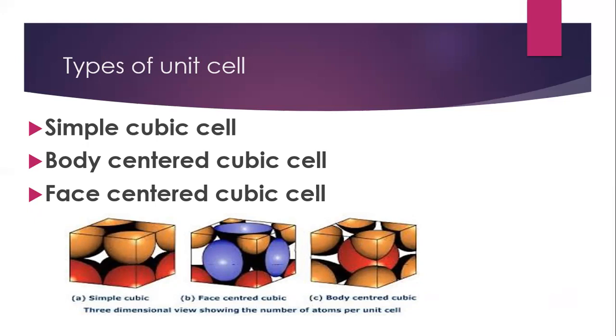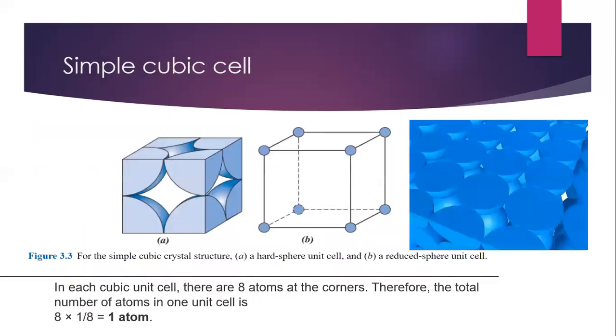First one is simple cubic cell. So in simple cubic cell, atoms are present at the 8 corners. Please remember that a cube has 8 corners, 12 edges. This is called an edge. There are 12 edges and 6 faces: front face, back face, up, down, right and left. So there are 6 faces, 8 corners, 12 edges.